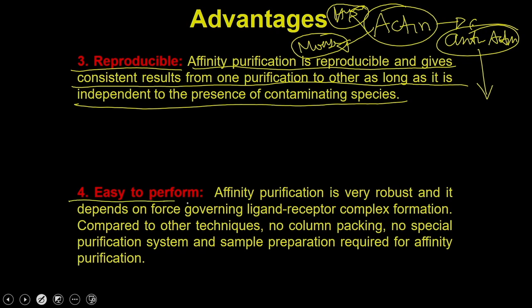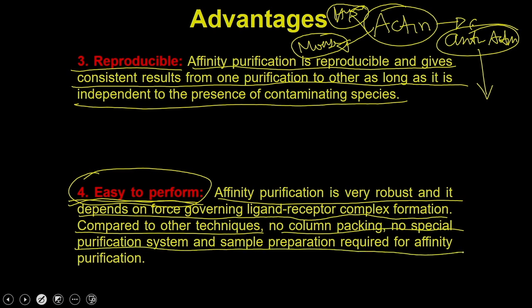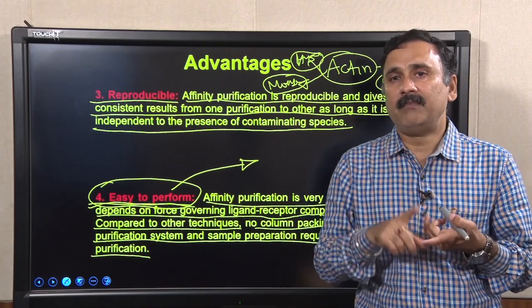Then the fourth, which is actually the most desirable feature of this chromatography technique, is that it is easy to perform. Compared to all other conventional chromatography, affinity chromatography is very robust and it depends on the forces governing the ligand-receptor complex formation. Compared to the other techniques, no column packing, no special purification systems and no sample preparation are required for affinity chromatography, which means it has the additional advantage that you don't need to pack the columns.